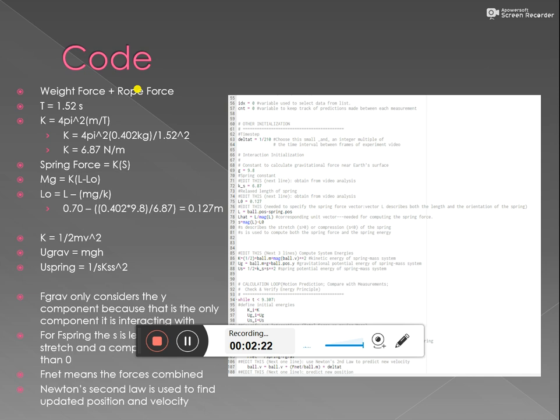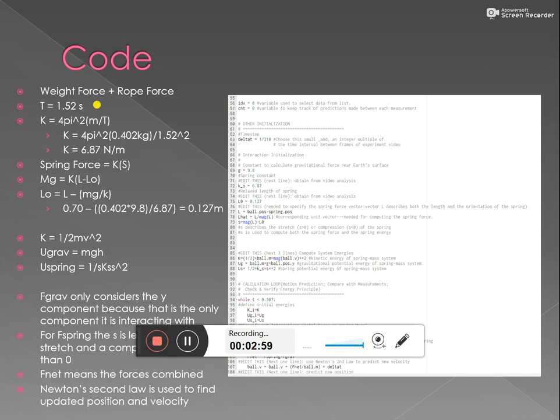I also used some other equations: kinetic energy, which is 1/2 mv squared, the gravitational potential energy, which is mgh, and the spring potential energy, which is 1/2 ks times s squared. And in this case, F gravitational only considers the y component because that is the only component that's actually interacting. So we don't look at the x component in this case. And then for the force of the spring, s is the length of the stretch and the compression differs based on if it's greater or less than 0. And F net was both the forces combined.